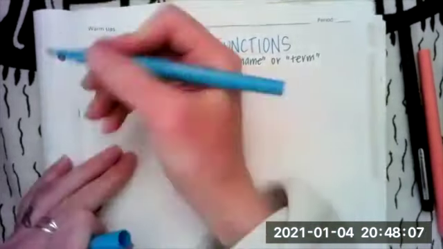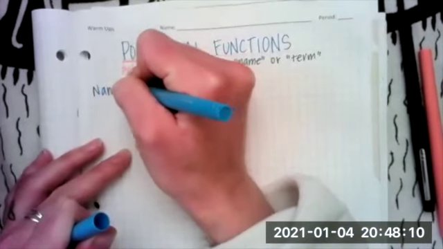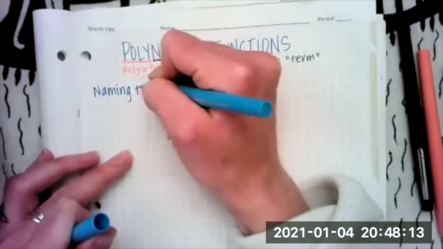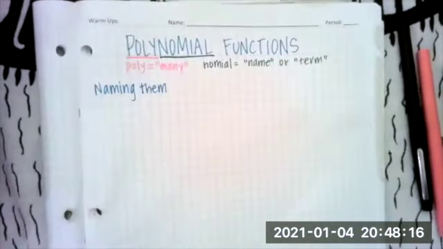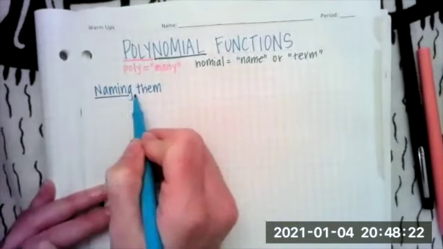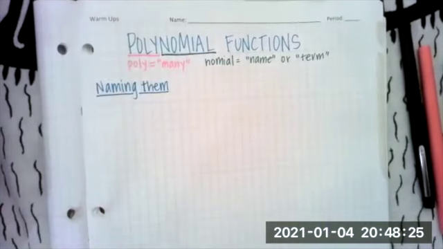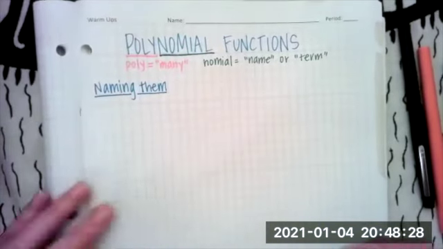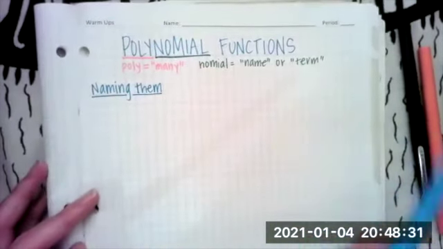And the first thing we're going to write down is, how do we name them? Naming them. When we are naming and describing polynomial functions, we actually use two names, a first name and a last name, where the first name refers to what degree it is, and the last name refers to how many terms it has.